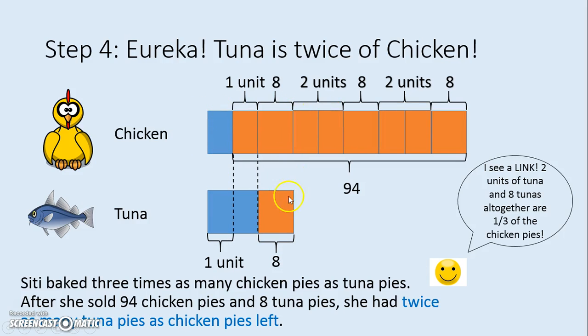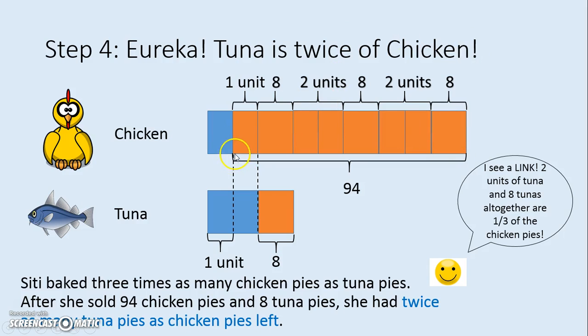Okay, can you see this part over here? And then can you see these dotted lines over here? So these dotted lines over here cut this blue part into 2 equal parts. So you have 2 units here of tuna and 1 unit of chicken. And then if you notice carefully, this one big unit here consists of 2 smaller units and 8. So you have 1 unit, 1 unit, 8, 1 unit, 1 unit, 8, 1 unit, 1 unit, 8.